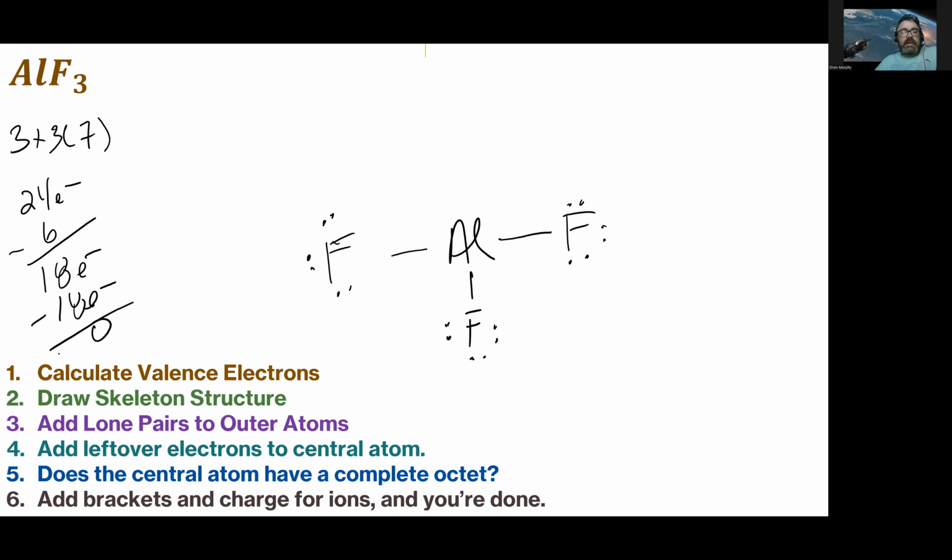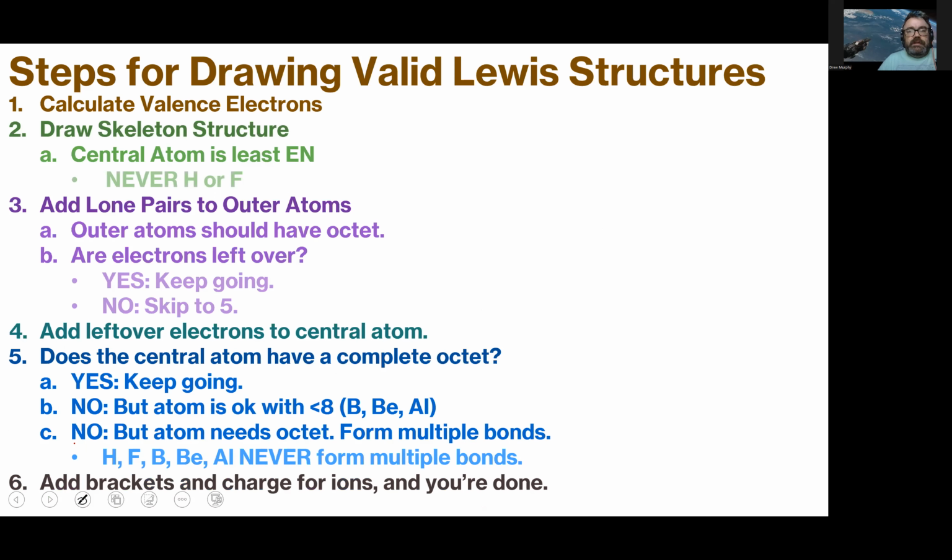Now we go through our checks. We don't have anything left over, so we don't need lone pairs on the central atom. Does our central atom have a complete octet? No, it doesn't. Okay, but now we have to think through this. Remember, let me go back to the longer list here. No, but this atom is okay having less than 8 valence electrons because boron, beryllium, and aluminum are small, and they are perfectly fine having fewer electrons.